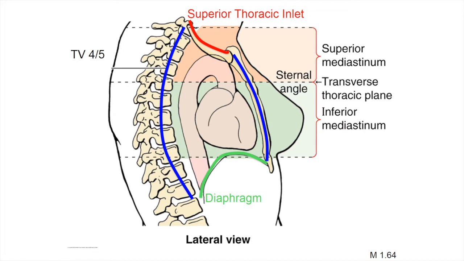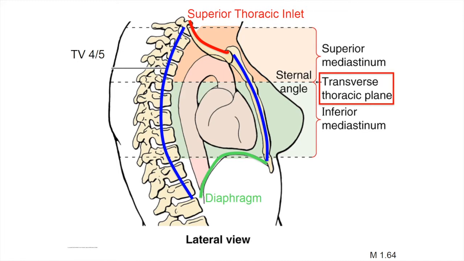So housed between the parietal pleura is where we find our heart and great vessels and a number of other structures. For descriptive purposes, we use the transverse thoracic plane. We discussed that this was at the sternal angle, and this is an imaginary plane that passes all the way back to the fourth or fifth thoracic vertebra and pretty much through the arch of the aorta. It's essentially at the beginning of the arch of the aorta all the way to the end.